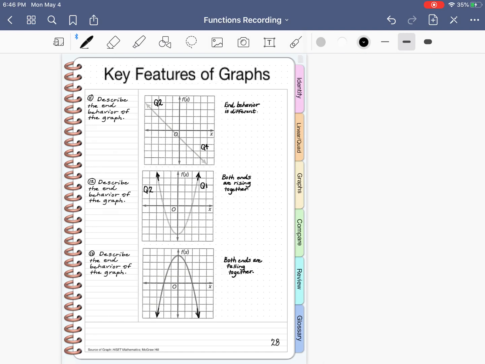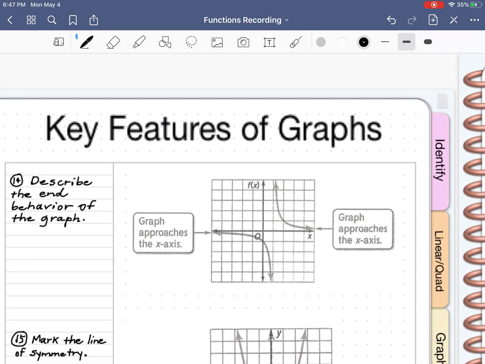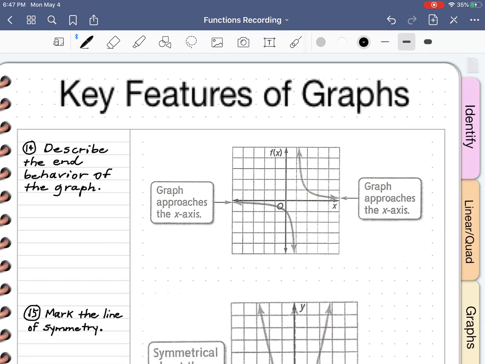Okay, this next one is a little different, and there's nothing to do here. I just left the description in there. It says to describe the end behavior. Well, this one approaches the x-axis but never touches it. Again, this one is approaching the x-axis but never touches. It never intercepts the x-axis. So that's a different kind of graph with very different end behavior.